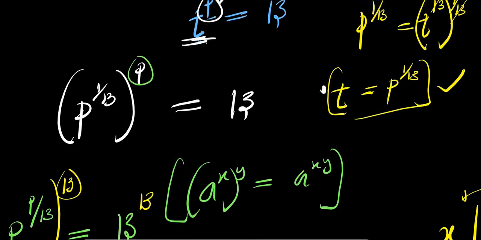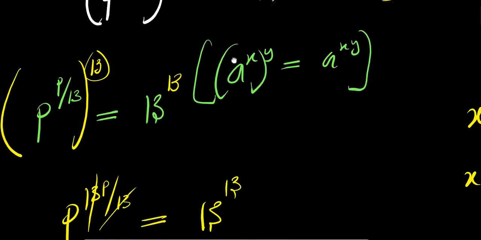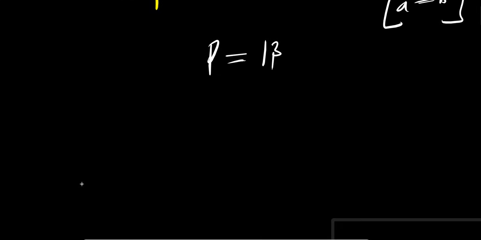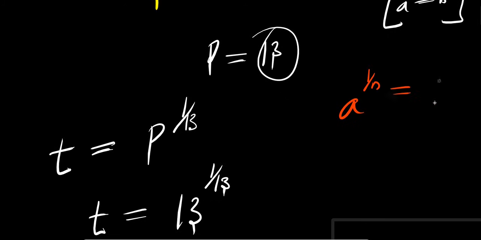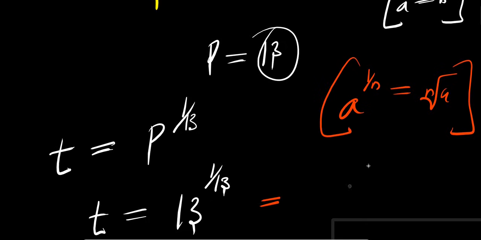And our t is p power 1 over 13. And p is 13, so t is 13 power 1 over 13. And if you consider that identity of a power 1 over n equals the n-th root of a, this simply means we have the 13th root of 13.